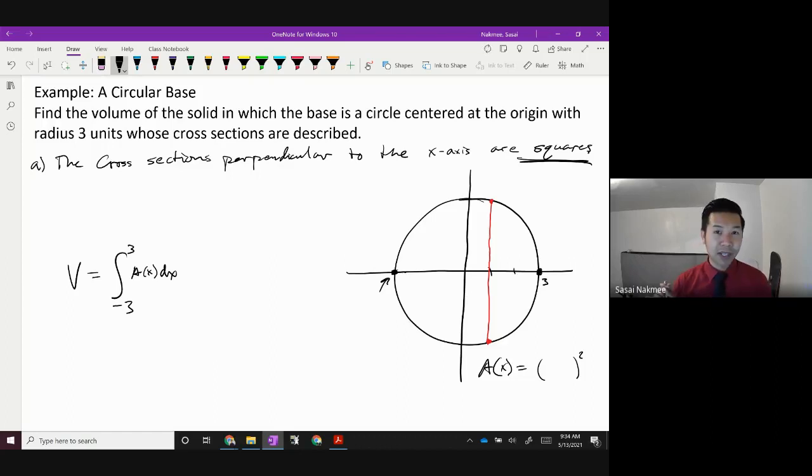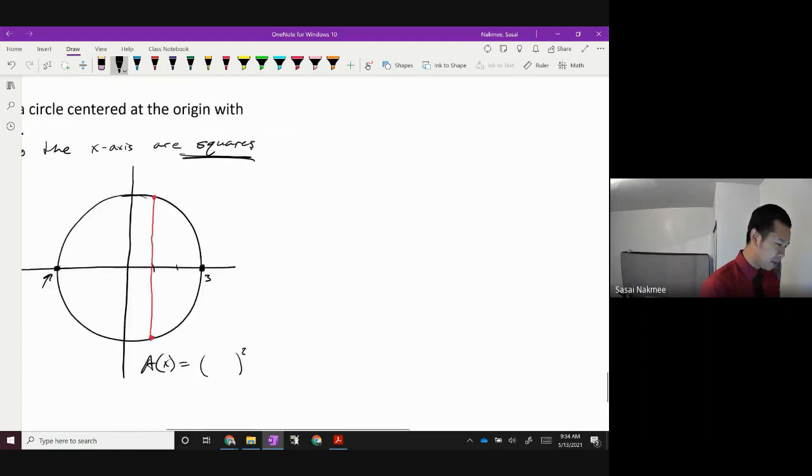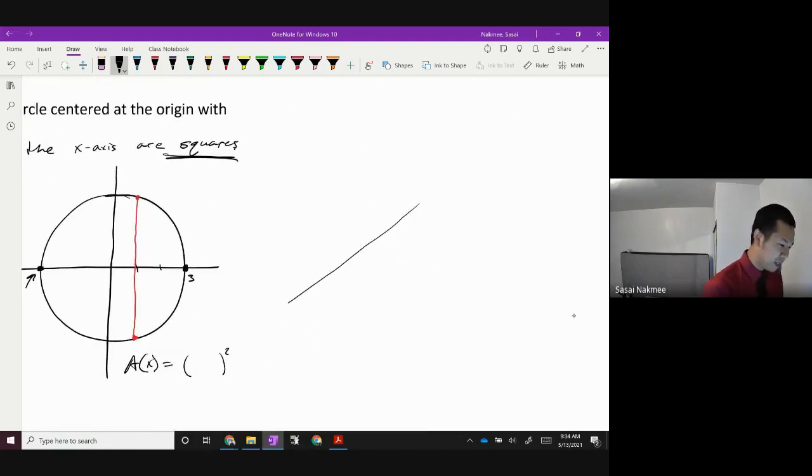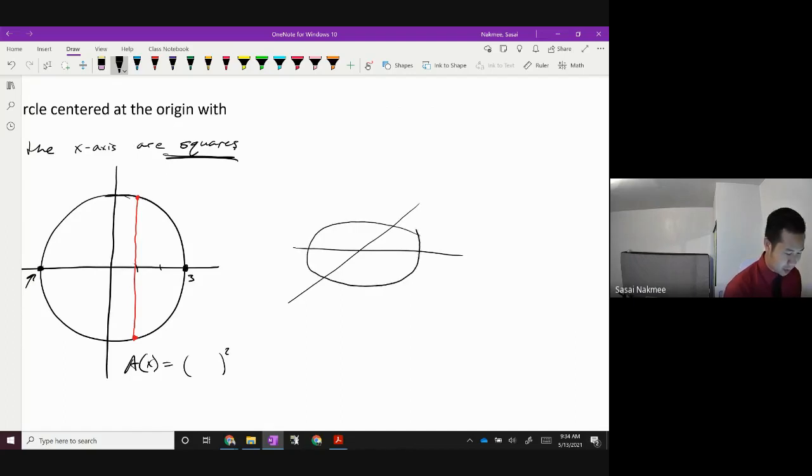Pi r squared is the area of a circle, but that's not what this question is asking for, right? If we think about this, I apologize now because my drawings are never that good with 3D stuff, but here's the thing. I'm not looking for the area of that circle. I'm looking for the area of this square that pops out of that circle, right? I'm looking for this area right here. But in order for me to do that, I need to get that length.